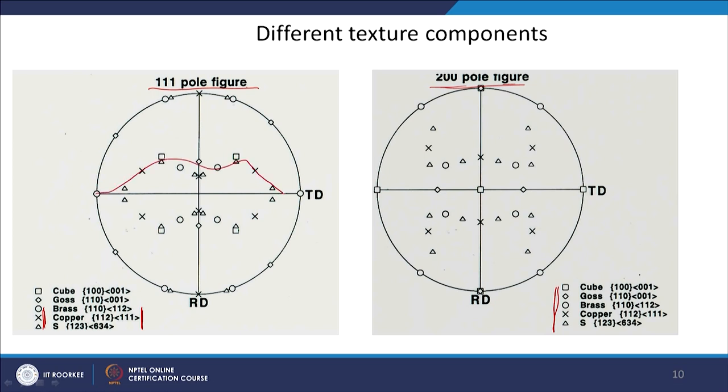When you look at the pole figure, you will see this kind of arrangement, okay, higher intensity like this. In one case, it will be something like this, kind of a man standing. So if you see this kind of intensities on the pole figure, a large number of grains oriented like this, then you know that these are the texture components which are projecting on the pole figure.